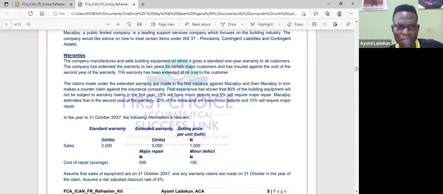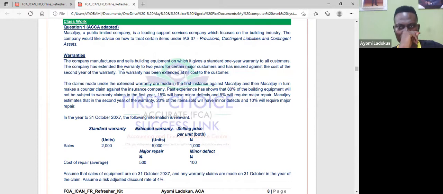The company has extended the warranty to 2 years for certain customers. Okay, in order to save time, let me be interpreting it as I'm reading. So I'm under warranties now, right? It said the company manufactures and sells building equipment on which it gives a standard 1-year warranty to all customers. So all customers that buy get a 1-year warranty.